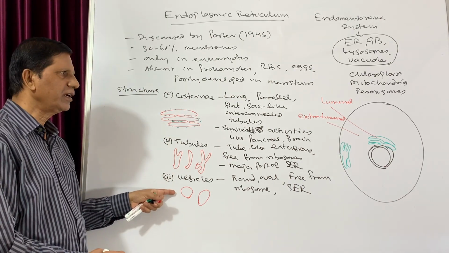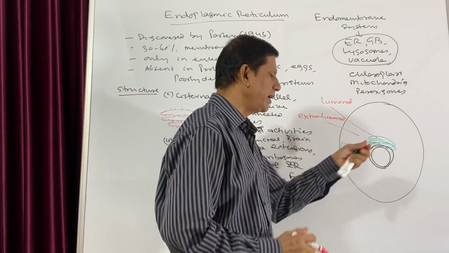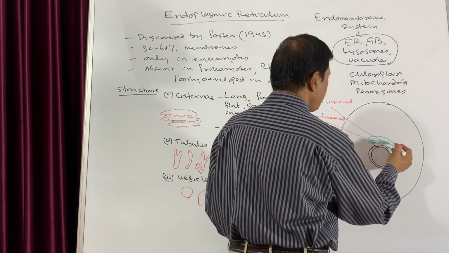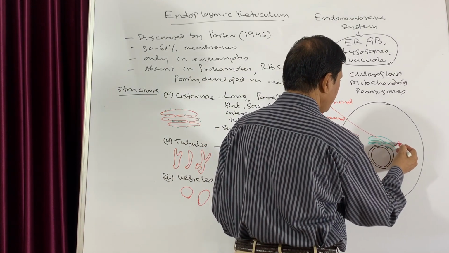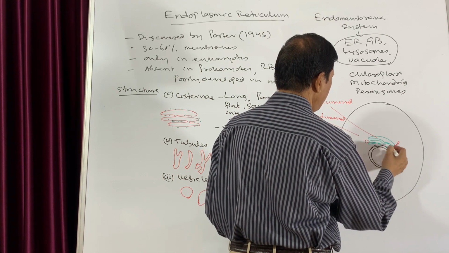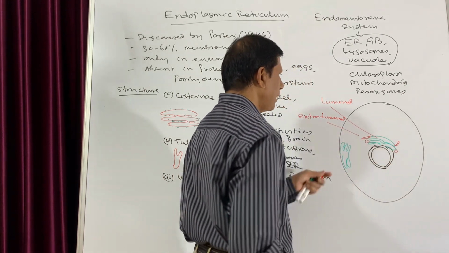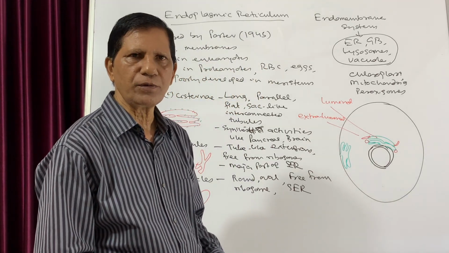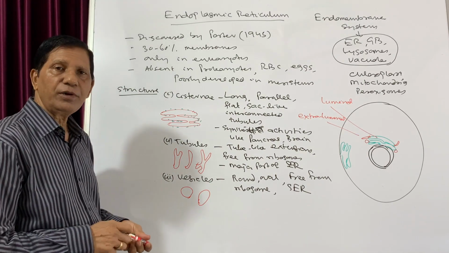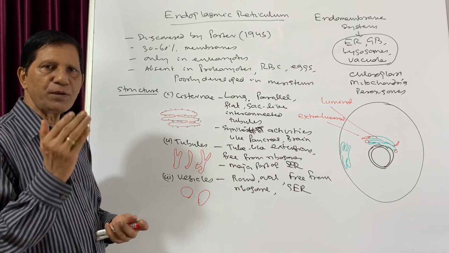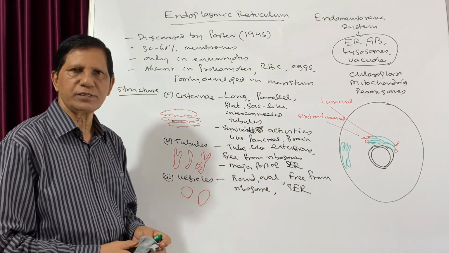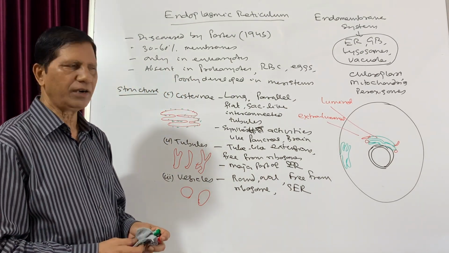These three constitute the endoplasmic reticulum. That means in the endoplasmic reticulum, you may get some tubule-like structures or vesicle-like structures. All these three constitute the endoplasmic reticulum. So this is the structure. Now we come to the types of endoplasmic reticulum. The endoplasmic reticulum is mainly of two types: smooth endoplasmic reticulum and rough endoplasmic reticulum.